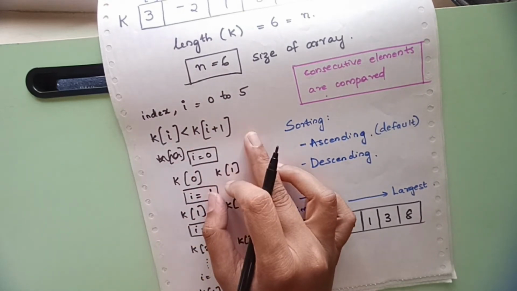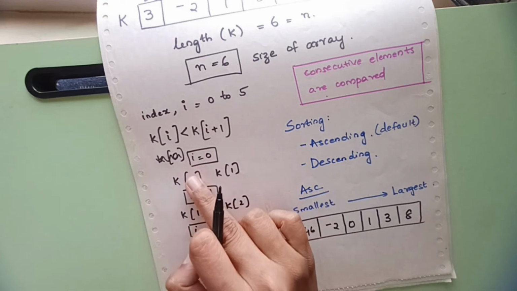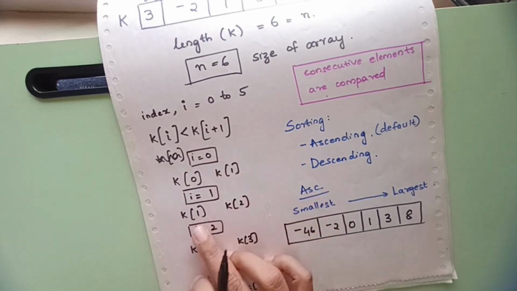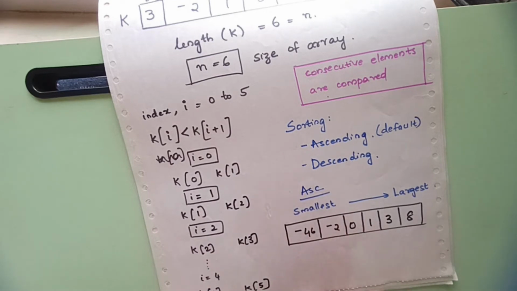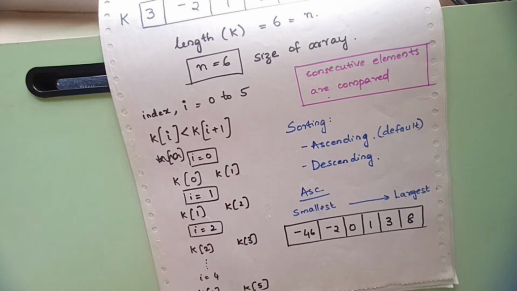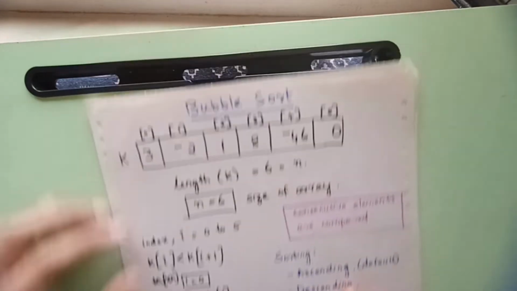So in each case we have to do this. K of 0 is lesser than K of 1, K of 1 is lesser than K of 2, and so on. So what if it is not lesser? If it is not lesser, we have to swap the elements. So we will see that.